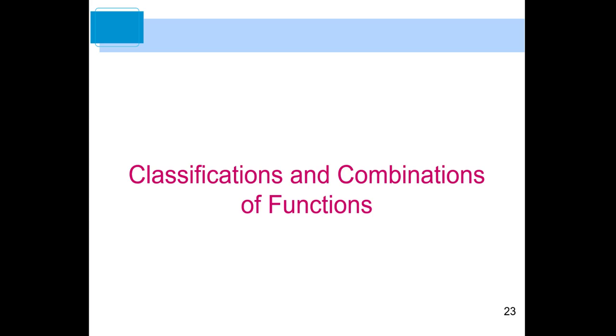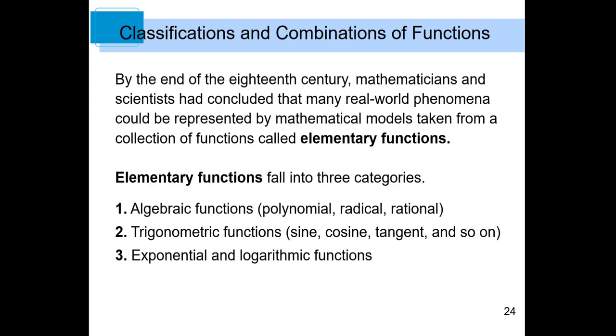And let's also take a look at the classification and combination of functions, right? Start with the classification of the functions. We have 3 different major categories. First one is algebraic functions, like polynomials, radical functions, and rational functions. Those 3 are major branches of algebraic functions. And we also have trigonometric functions like sine, cosine, tangent, cotangent, secant, cosecant, right? And the third type is exponential and logarithmic functions. Okay. So those are all called elementary functions.